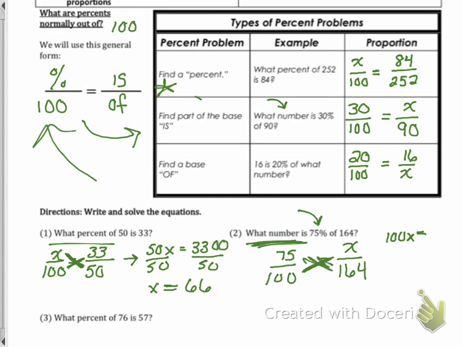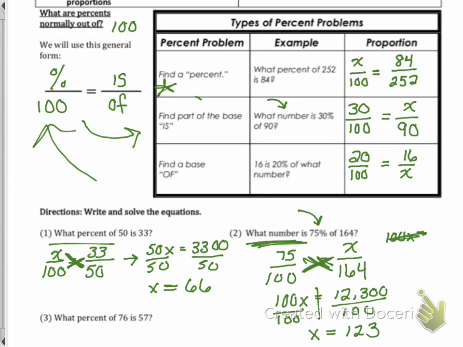So let me just make sure I did that right. I don't think I'll be able to fit this down here, so I'm going to put it over here. So 100x is equal to, that comes out to 12,300 when I multiplied 75 and 164. Then I'll divide both sides by 100, and I get that x is equal to 123.